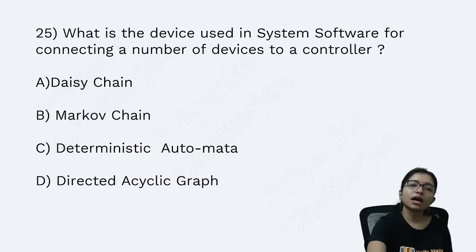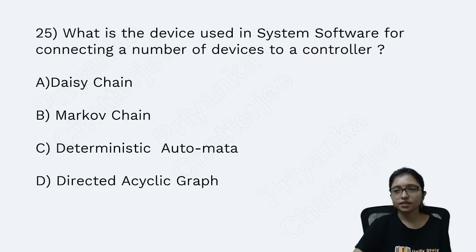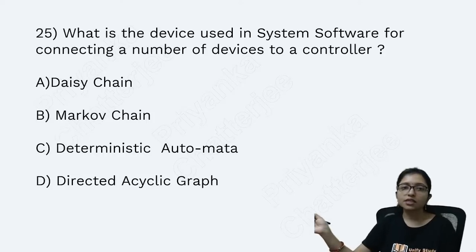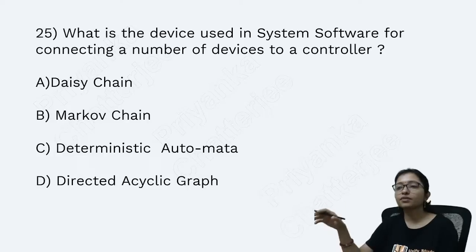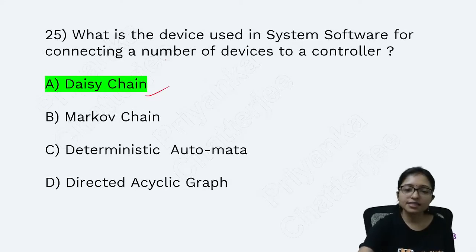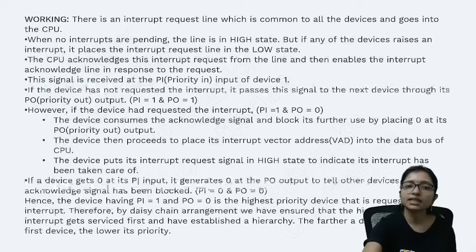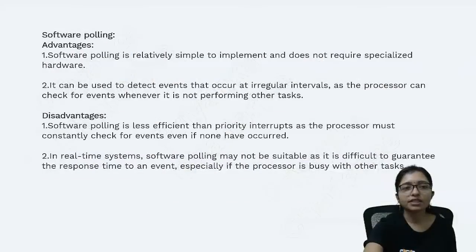You can see the main difference between daisy chaining and software polling. Now, can you tell me the answer for this? Which is the device used for system software for connecting a number of devices to a controller? Yes, that is daisy chaining. We just saw that daisy chaining is a method of connecting all the devices that can request an interrupt in a serial manner. So that's why the answer is daisy chain. I hope it is clear to everyone.